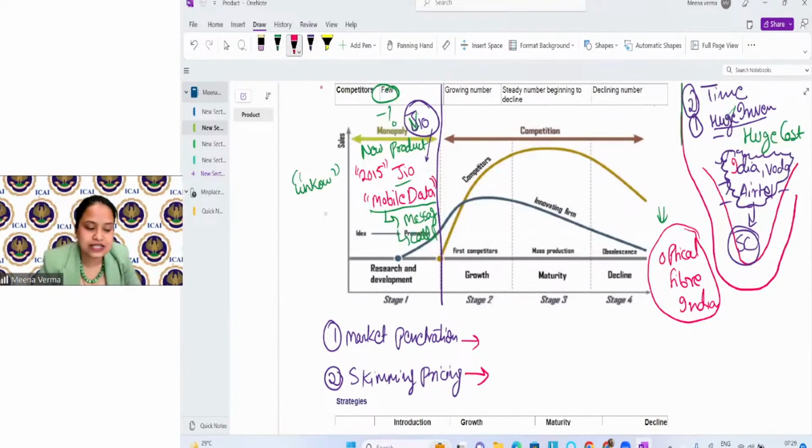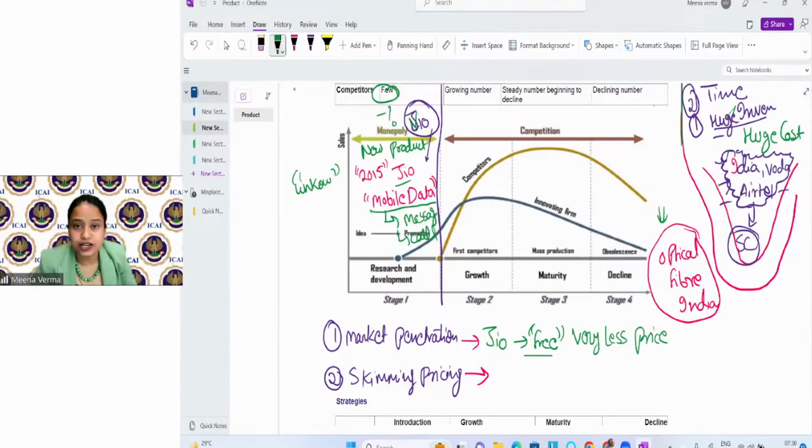Now look, if you see what Jio did, initially Jio sold their mobile data for free. This is known as penetration: when the company is selling their product for free or at a very low price. What is the intention of the company? Why is the company selling their product at a very low price or for free? The company's intention is to capture the entire market.